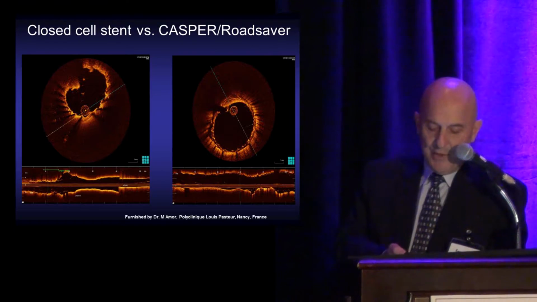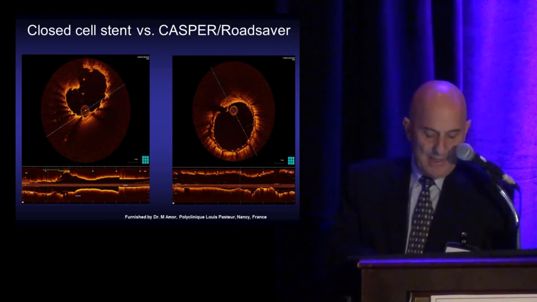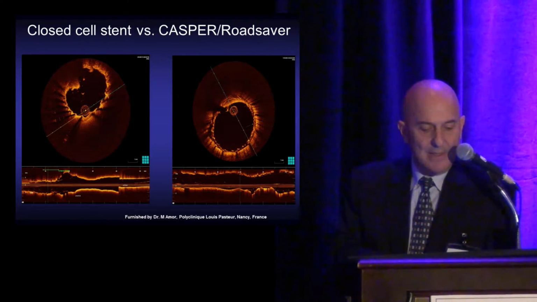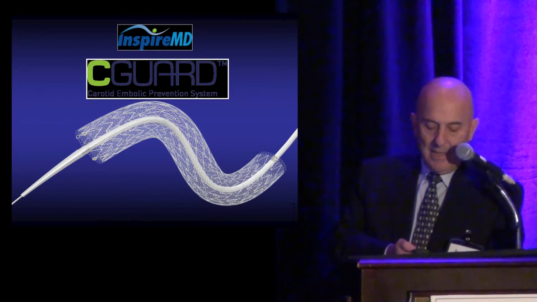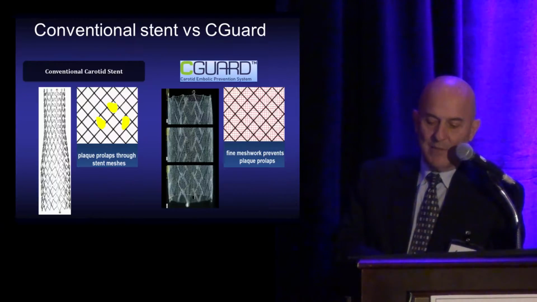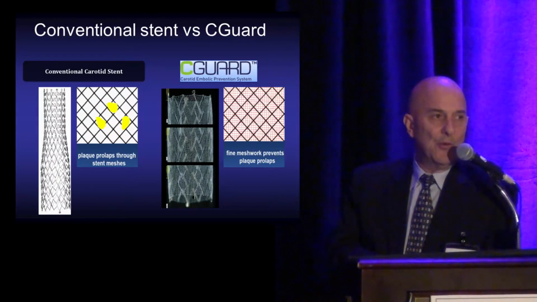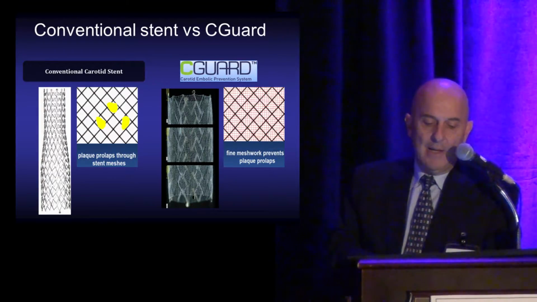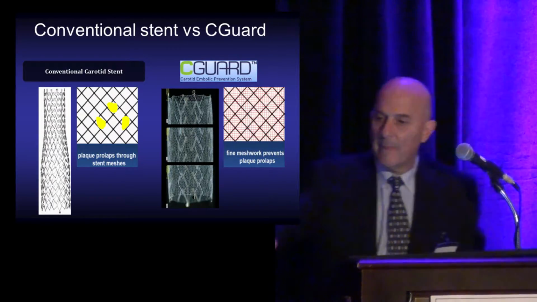And when you see how this stent compares with the other technology, you see that it's really a very small size of struts. And this is what people are expecting. You see one of the stents that we usually use where there is plaque protrusion, and the idea is that with this type of stents we will have good apposition of the plaque with no protrusion of the plaque through the stents.